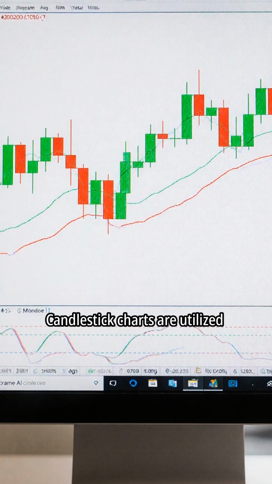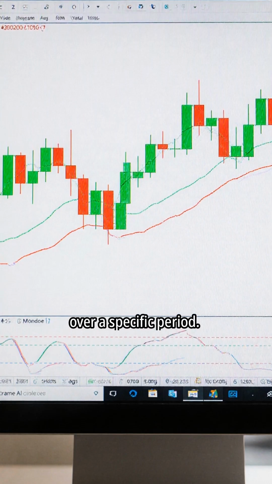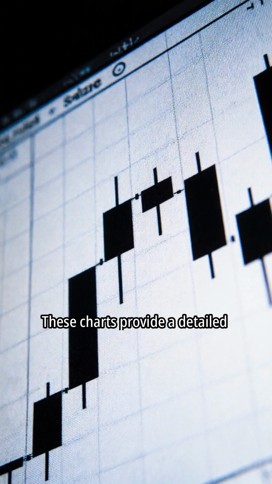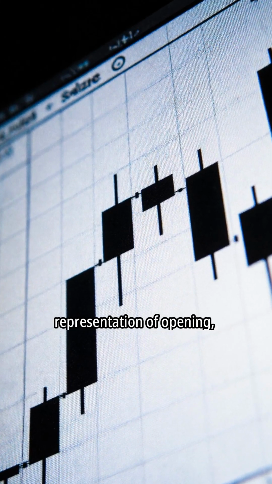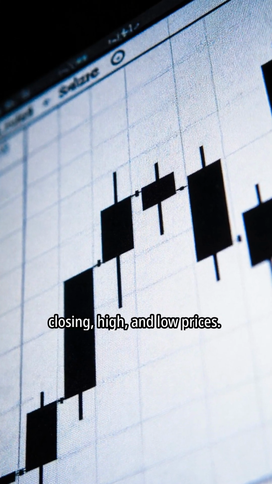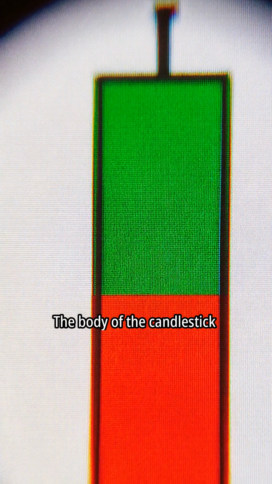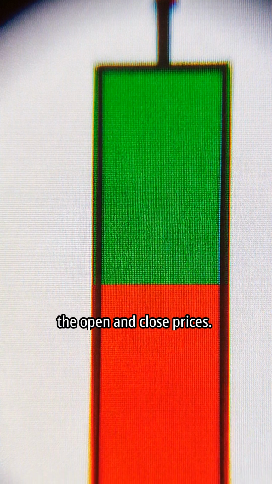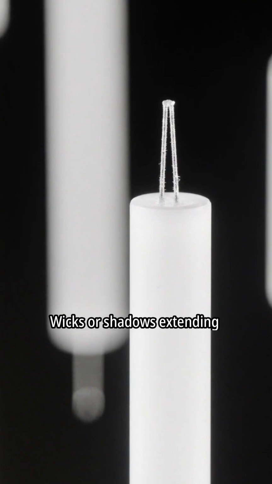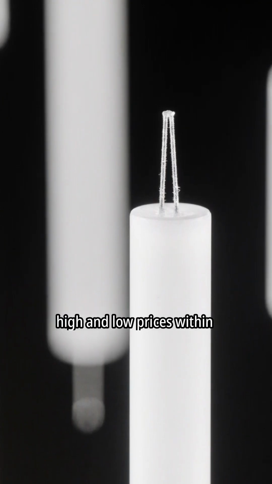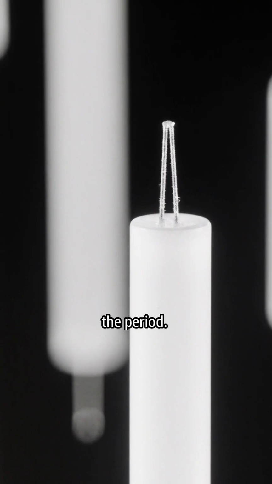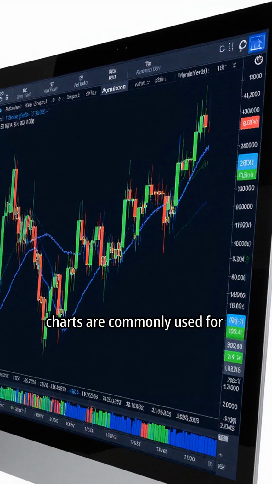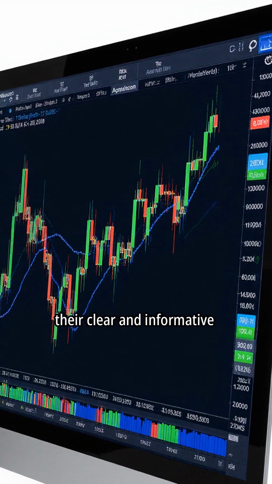Candlestick charts are utilized to visualize price movements over a specific period. These charts provide a detailed representation of opening, closing, high, and low prices. The body of the candlestick indicates the range between the open and close prices. Wicks or shadows extending from the body represent the high and low prices within the period. TradingView style candlestick charts are commonly used for their clear and informative display.